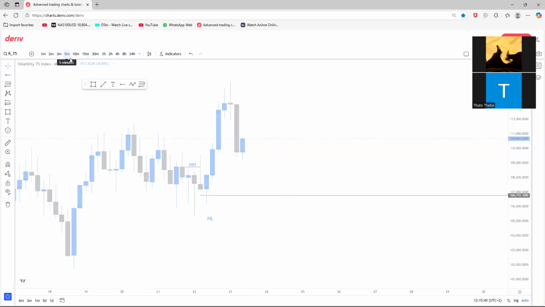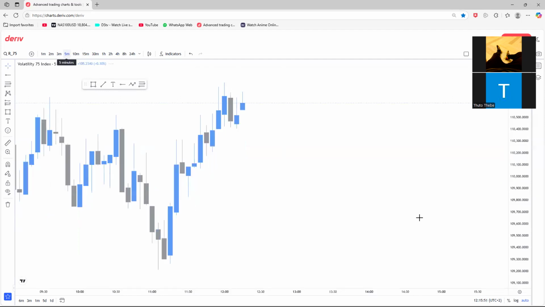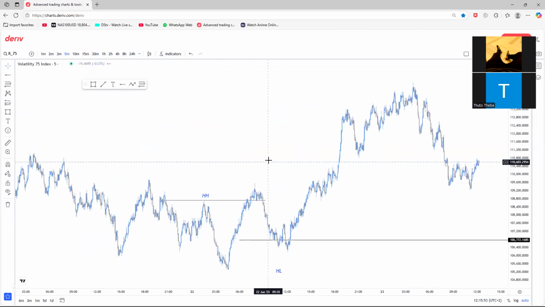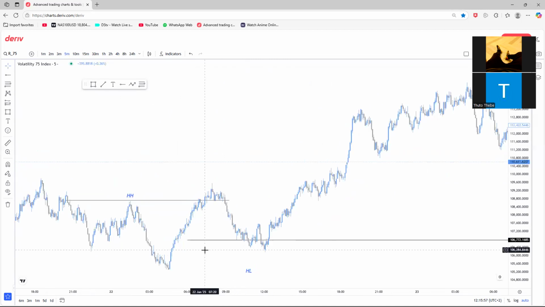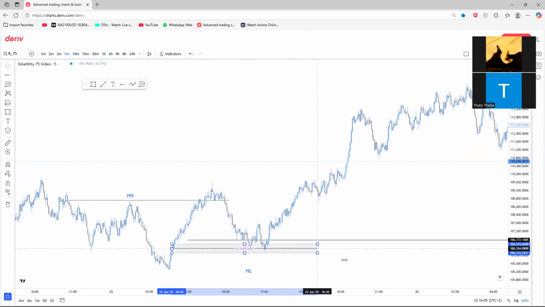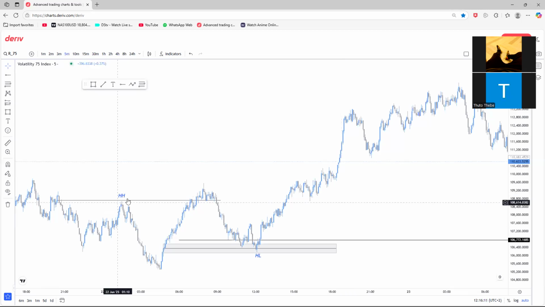And when we go below it, let's go back to 5 minutes. We want to find out what is there, right? What kind of area is there? Let's see. Okay, so they're saying the area is here, right? So that area just forms a what? A higher low. So higher high gets broken, we find the higher low, right?